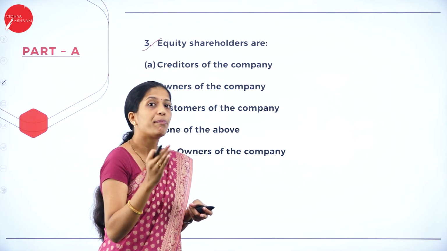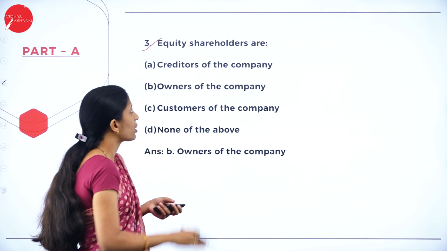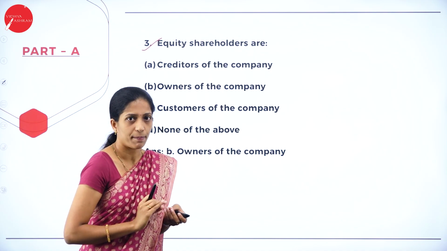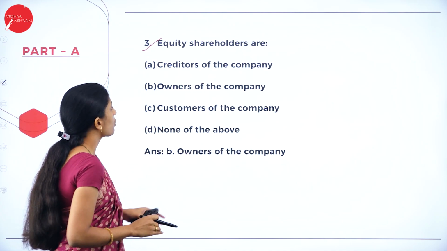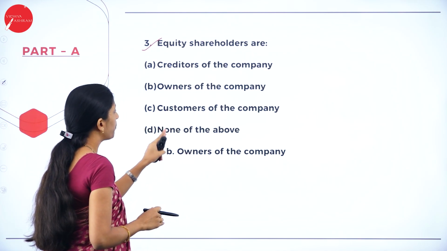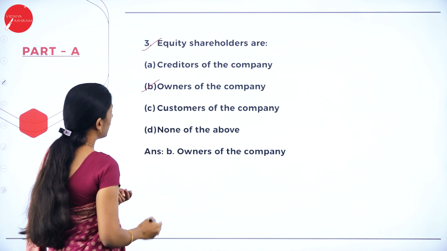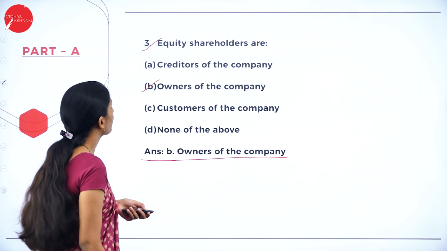Now, coming to your third question, equity shareholders are. So, this is from part 2 book, they have asked a question, equity shareholders are. So, what are they? They are the real owners of the business. Now, they have given the options: creditors of the company, owners of the company, customers of the company, none of the above. So, what is your answer? Owners of the company. So, you have to write B, owners of the company.